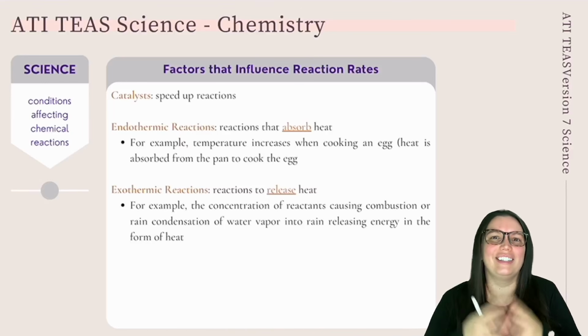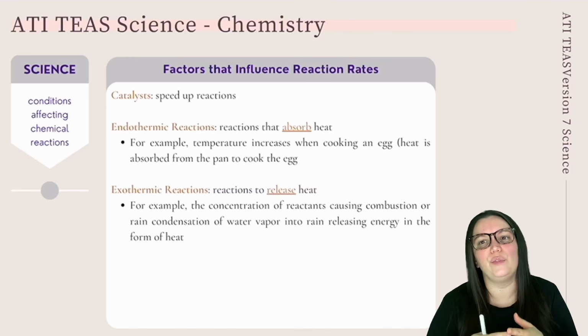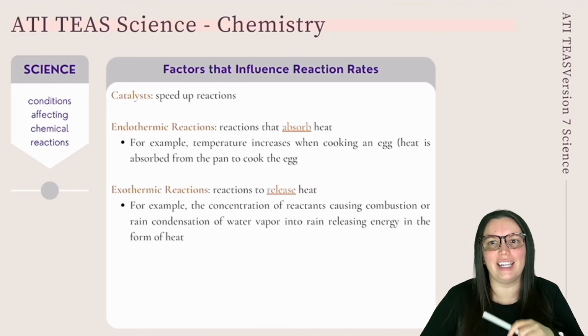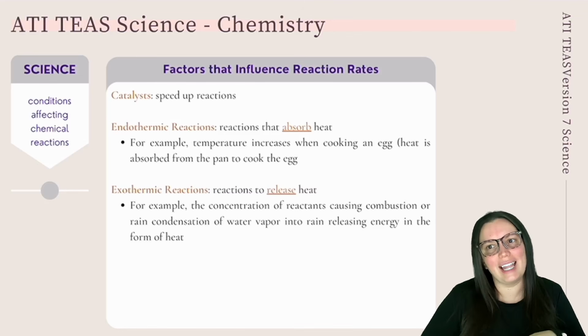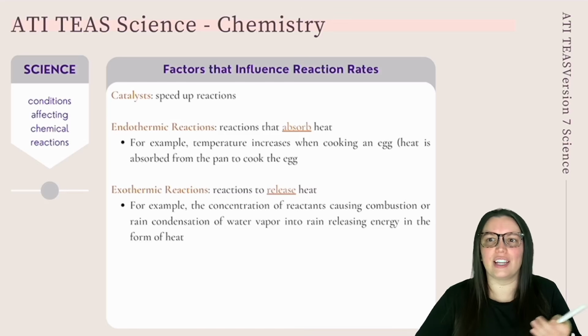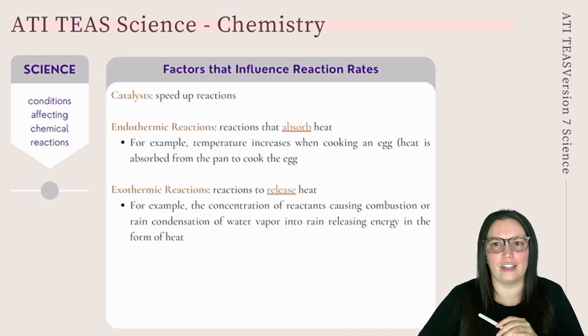So now we're going to move on to conditions that affect chemical reactions. There are many different factors that influence reaction rates. The rate of a chemical reaction is the speed at which the reactant is converted into products. A catalyst will speed up a reaction. There are several factors that can influence the rate of chemical reactions, including endothermic reactions and exothermic reactions.